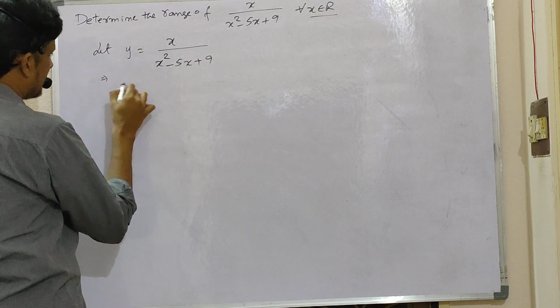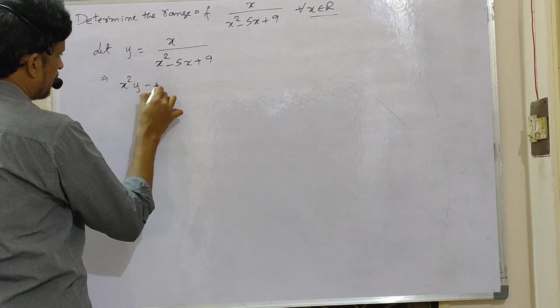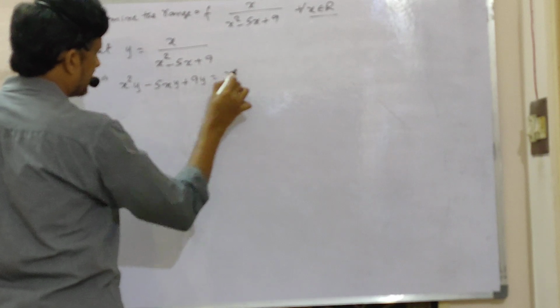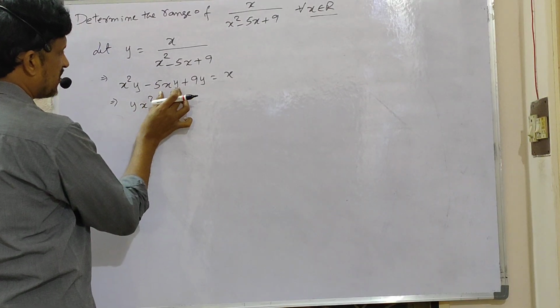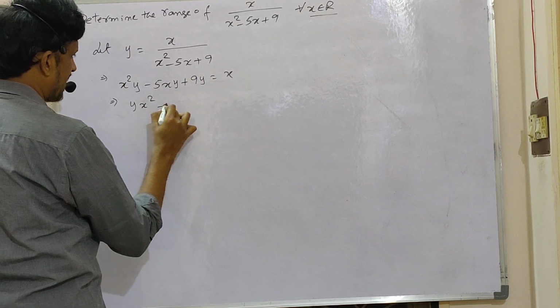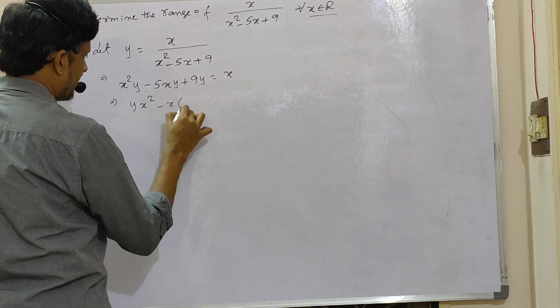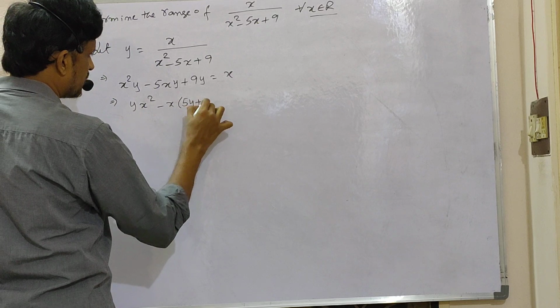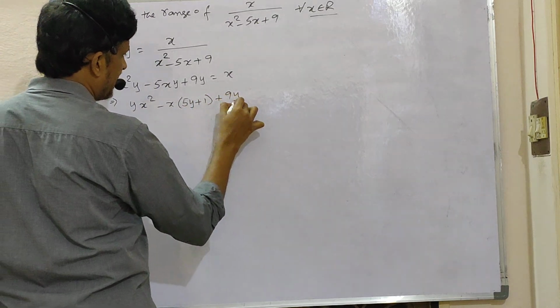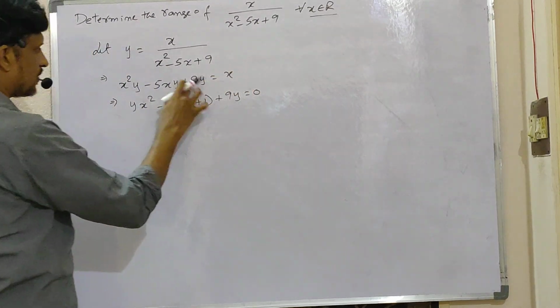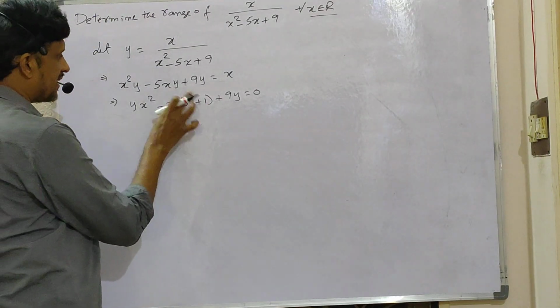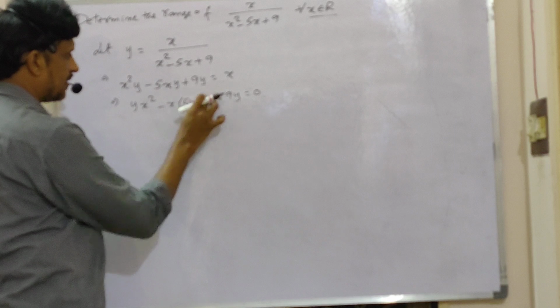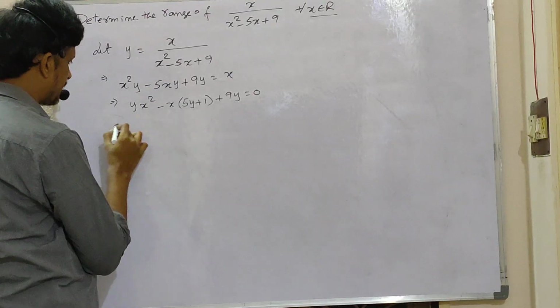Then cross multiplication gives x square into y minus 5x into y plus 9 into y is equal to x. Write all the terms together: y x square minus 5xy minus x plus 9y is equal to 0. Writing this x in the LHS part, by taking x common you get minus (5y plus 1) x, plus 9y as the constant.